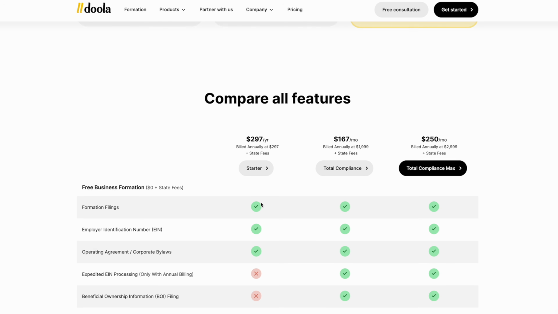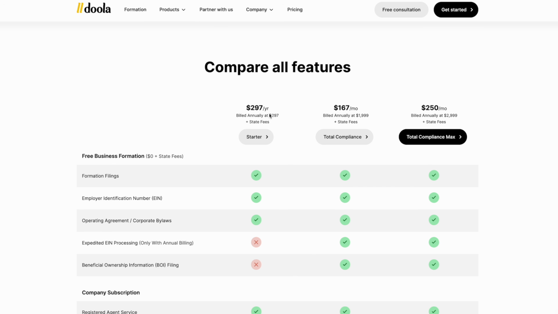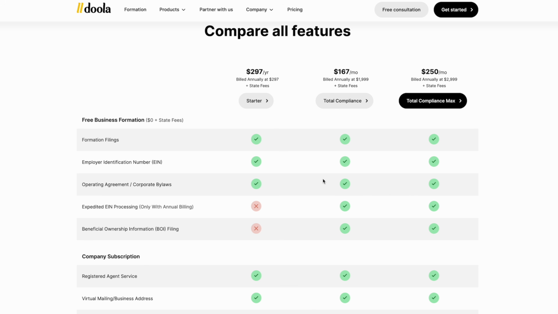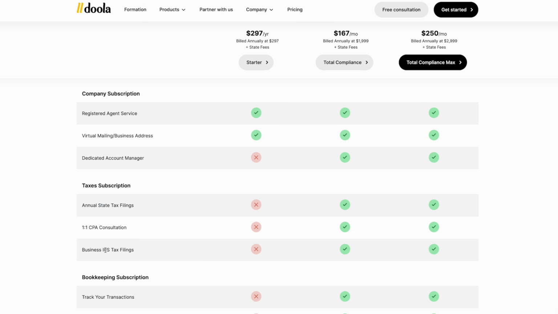But what I would recommend is the Total Compliance Max or the Total Compliance plans. And the reason why is that while the starter plan gets your business started, you need to also keep it 100% compliant. So the Total Compliance plan will include all your business tax filings, both at the state level as well as the federal level with the IRS.